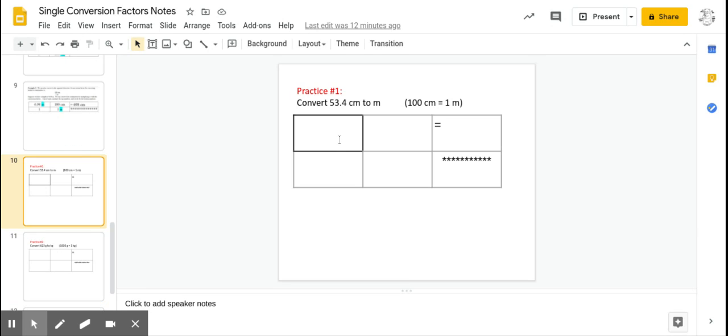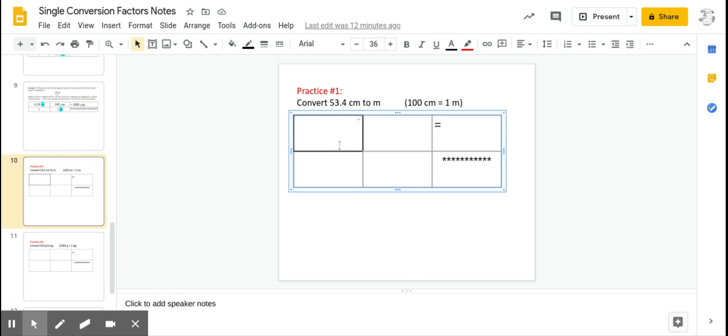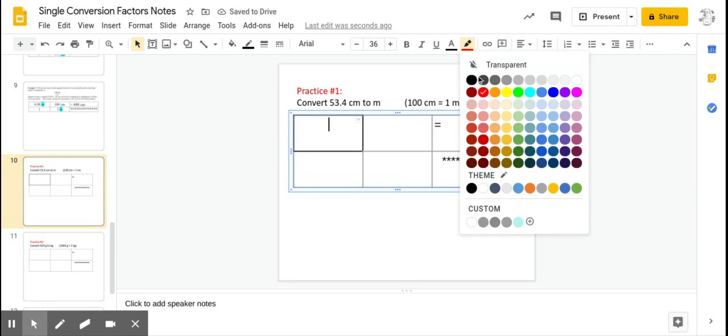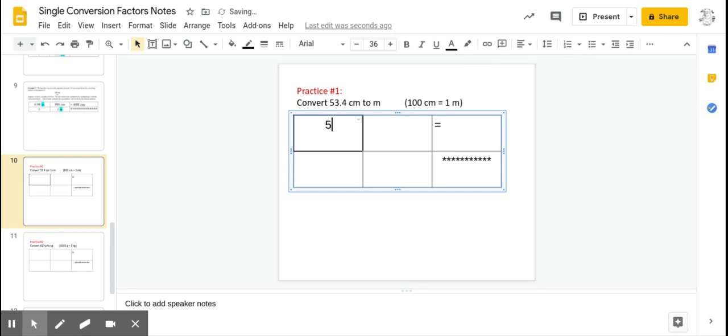All right, so I take this number here, 53.4 centimeters, and I want to convert that to meters. So I'm going to take the 53.4, centimeters, put it over 1. Now the conversion factor is what goes here. That says 100 centimeters equals 1 meter.